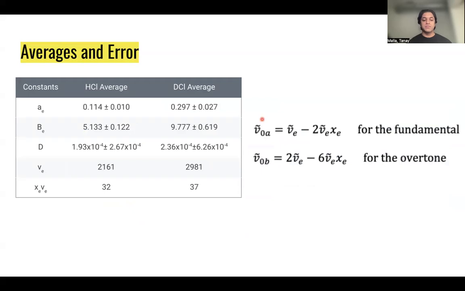After collecting all of the data, the calculated values for the constants were averaged, and an interval was calculated using a 95% confidence. As we can see, the alpha E values and BE values were statistically significant, but the D values did not have enough accuracy. The VE and XE times VE values were calculated using the following system of equations. We can see that alpha and B values were both significantly different in the two hydrogen isotopes.